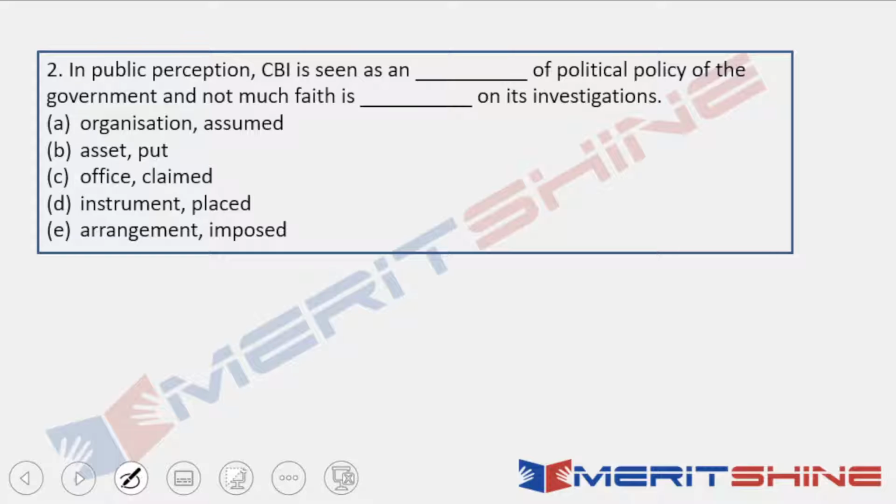Now, in public perception, CBI is seen as an blank of political policy of the government and not much faith is blank on its investigation. What would go here is a secondary issue now, because when I read the whole sentence, in single filler and double filler, you can read the whole sentence in one go, because it's not a closed test where you have a paragraph. So you should read the whole sentence in one go and identify the contextual significance of the sentence as well as the blanks.